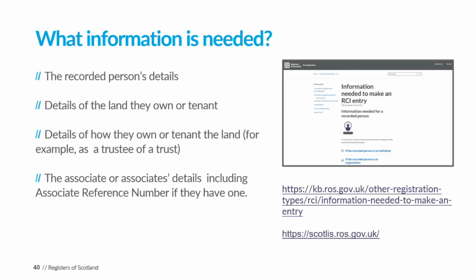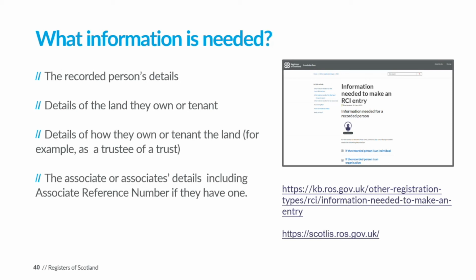When you come to create your entry, the RCI service breaks the journey down into 4 main sections. This includes providing details on the recorded person, whether they're an individual or an organisation. This includes full name and contact address. The recorded person as an individual is the trustee or office bearers, and you cannot use the name in the body itself. This is because RCI is a register of persons.